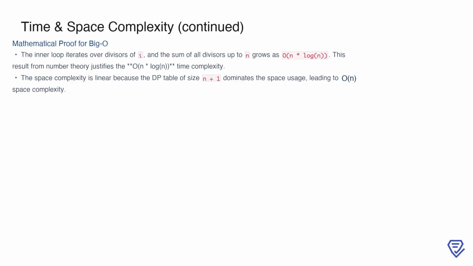The O(n log n) time complexity of this algorithm can be further justified mathematically. The inner loop iterates over the divisors of i, and the total number of iterations is proportional to the sum of all divisors up to n. From number theory, we know that this sum grows asymptotically as O(n log n), which confirms the time complexity. Regarding space, the dynamic programming table of size n+1 dominates the space usage, leading to a space complexity of O(n). Together, these analyses confirm that the dynamic programming solution offers a highly efficient and scalable approach to solving the problem, both in terms of time and space.